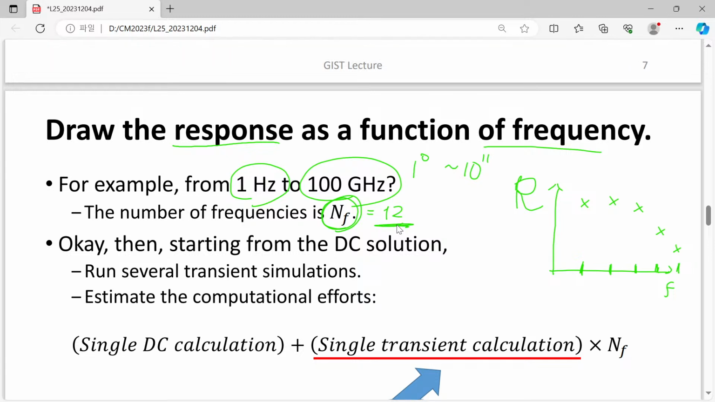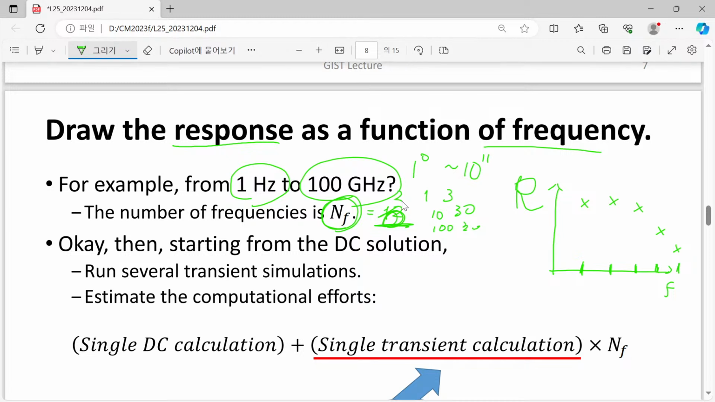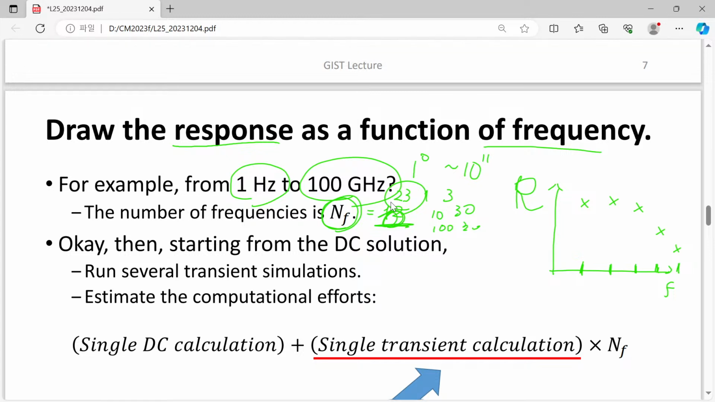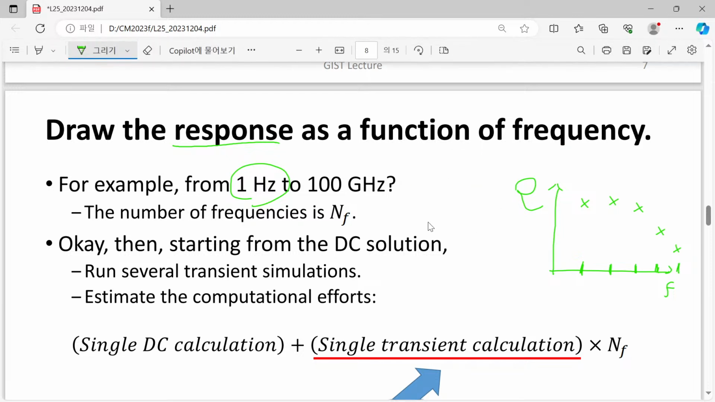If you want finer resolution, for example, let's say 1 Hz, 3 Hz, 10 Hz, 30, 100, 300, in this case you will spend 23 frequency points. Of course, if you want more, then you must have a larger number of frequencies. Well, anyway, you have to do it, for example, 12 times.